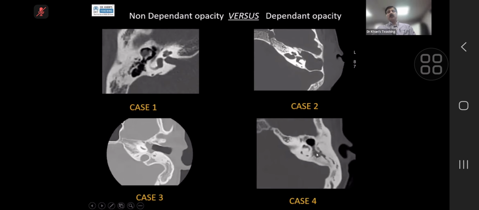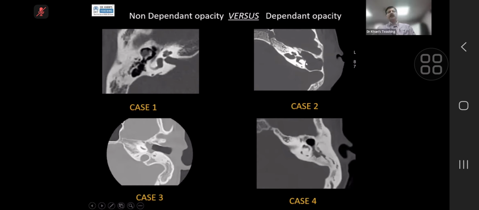Non-dependent opacity. Our specificity to say that this is a cholesteatoma is not very good on a CT scan, but here we can be less confident. Here we are more confident. Now look at this case where there is opacity here and a bit of erosion of this structure. What is this structure? Candidate 2? That's the scutum.